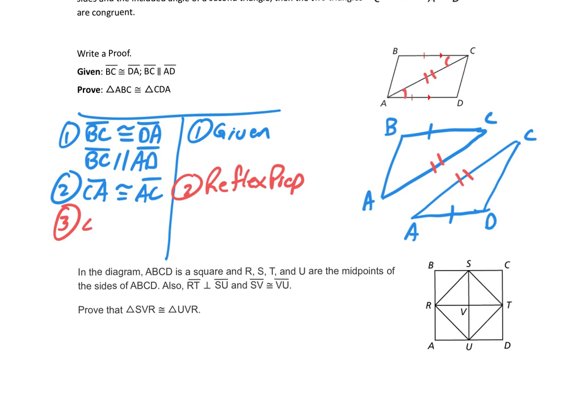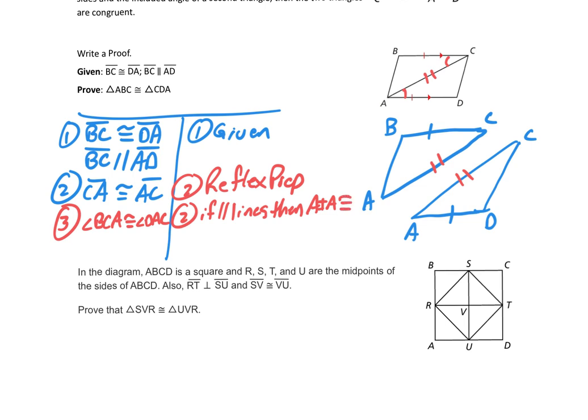And be careful when you name it, because I have to use 3 letters when I name those. Angle BCA is congruent to angle DAC. And I would just say something like, if we have parallel lines, which we do, then alternate interior angles are congruent.